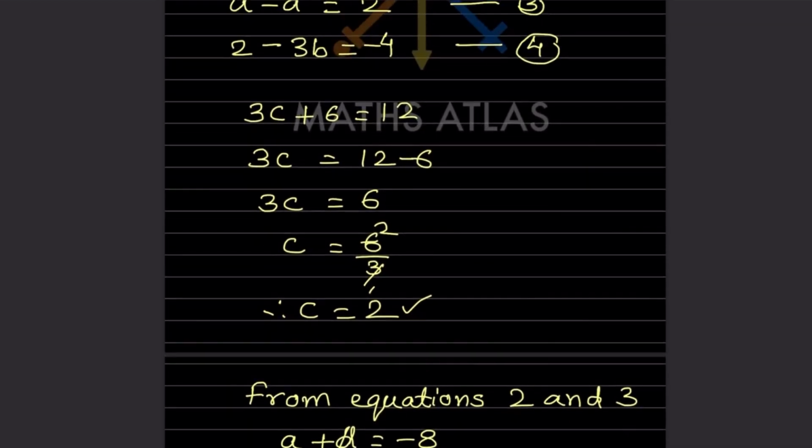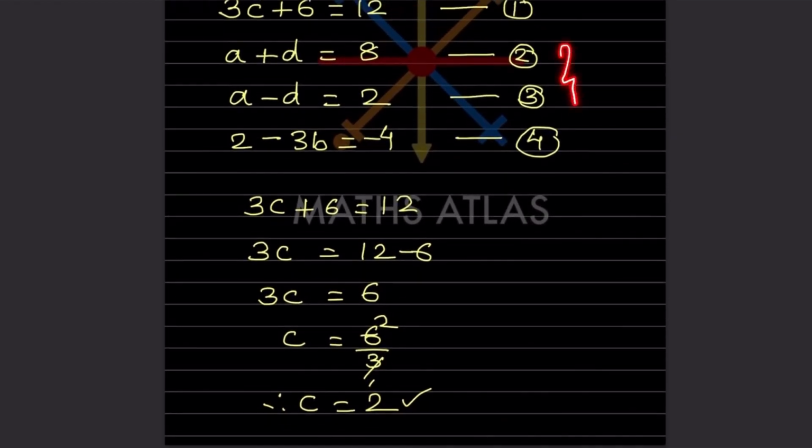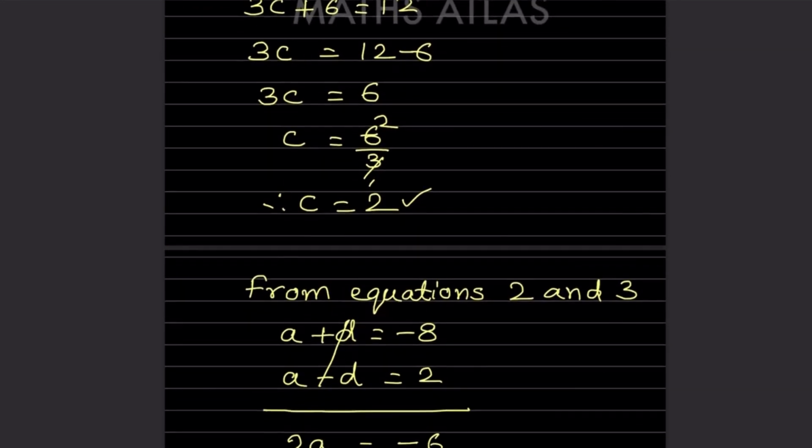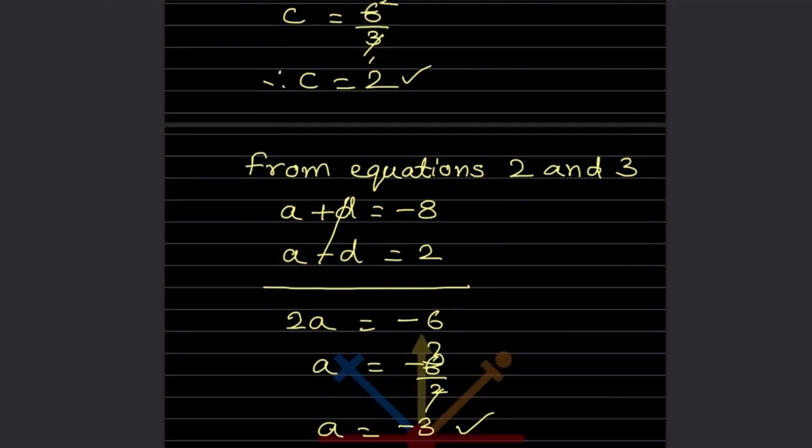So now what are we going to do? Again we are going to take these two equations. Why? Because you can see a plus D and a minus D. So this gets cancelled. From equations 2 and 3, this is 2 and this is 3, this plus D and minus D gets cancelled. So what will be here? When you add this, it is going to be 2A. And minus 8 plus 2. Whenever you have a minus and a plus sign, that means you subtract, and this will be 6, and then you give the bigger number's sign. So the value of this will be minus 6. This becomes divided, and A is minus 3. So you got now two values, that's C and A.